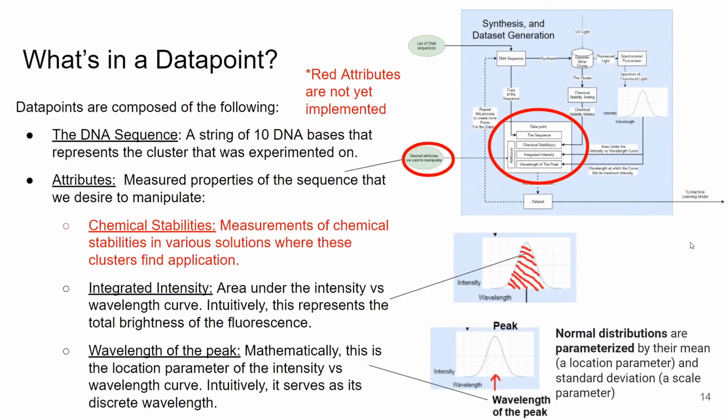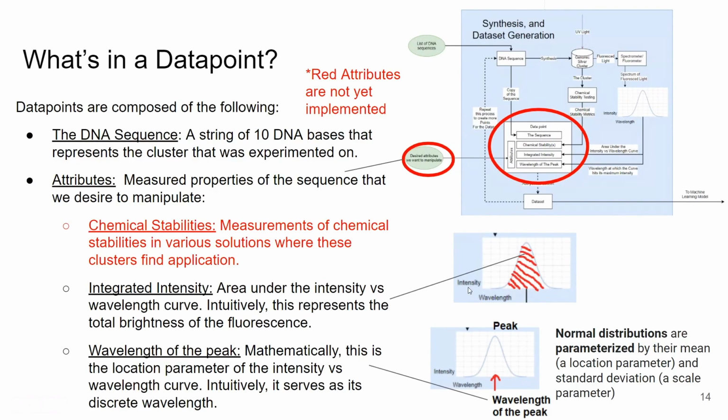So let's go take a look at the actual, oh, that's right. I have a really nice thing here in what's actually being stored inside of the data points, right? So the DNA sequence is just the string of 10 DNA bases. That's basically our label, right? That's what the DNA sequence actually is. Then we have the attributes, right? And so first off, the chemical stabilities, but red attributes, we haven't implemented them yet. Everything else we have implemented at the moment. So we're doing integrated intensity and wavelength of the peak right now.